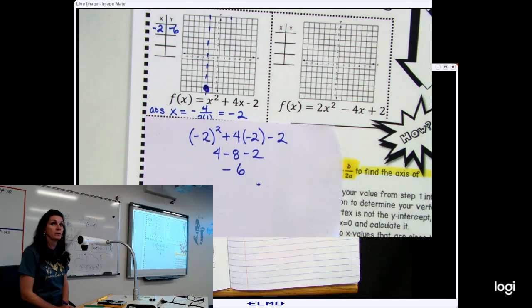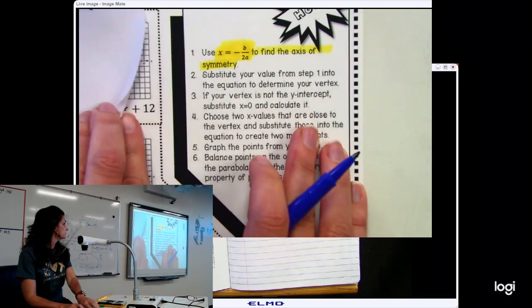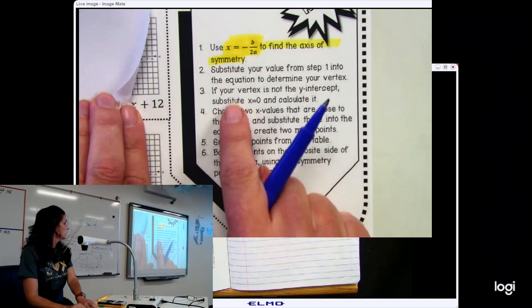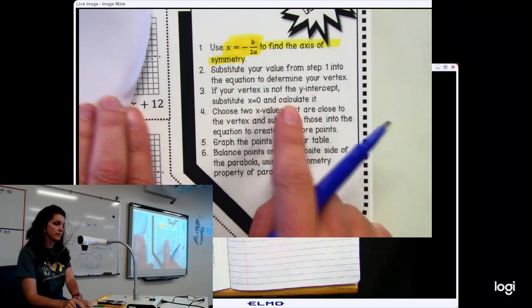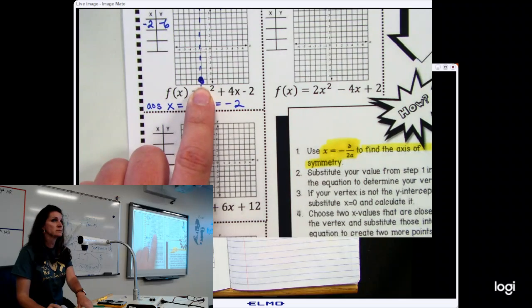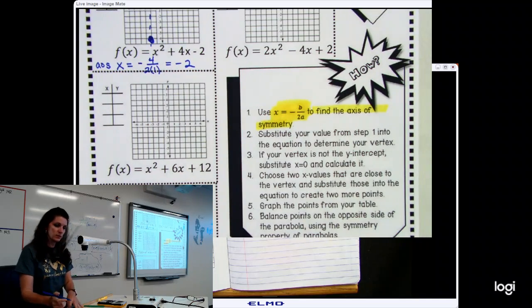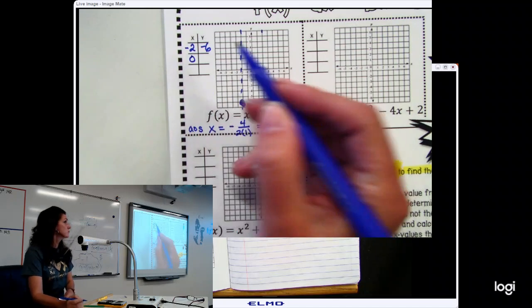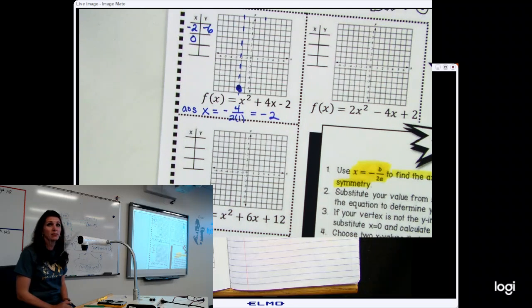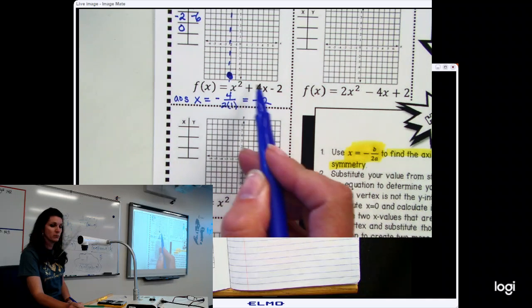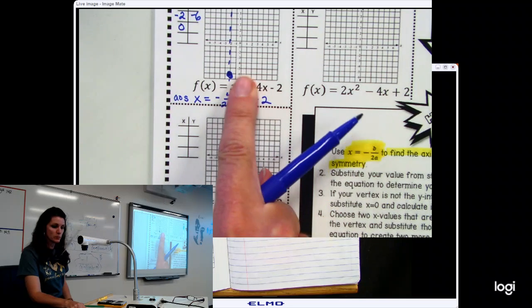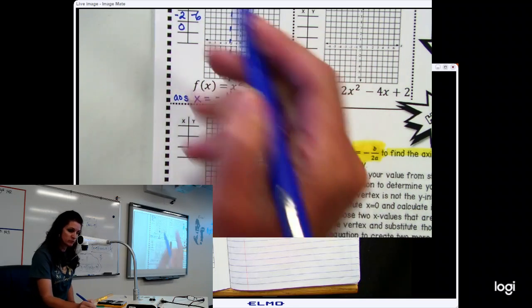Questions with what I've done so far? Okay, next thing we're going to do. If your vertex is not the y-intercept, substitute 0. Is that on the y-axis? Not on the y-axis. So what step 3 is telling you is that 0 is a really nice number to plug in. It makes your math really easy. If I plug in 0, what is 0 squared? 0. What's 4 times 0? 0. So those two would disappear, and what are you left with? Negative 2.